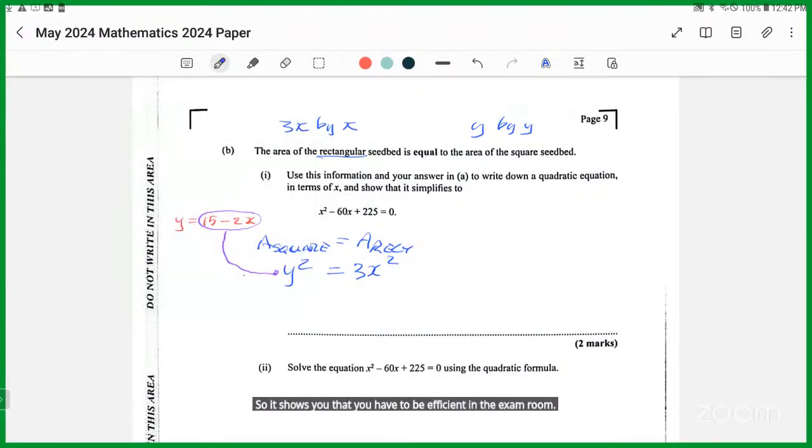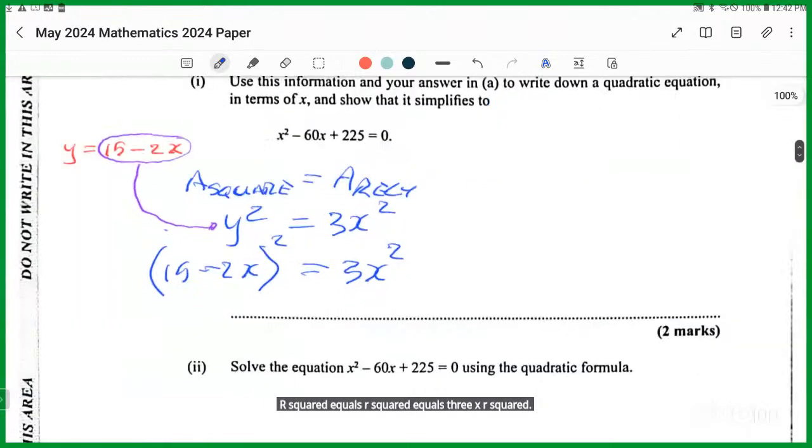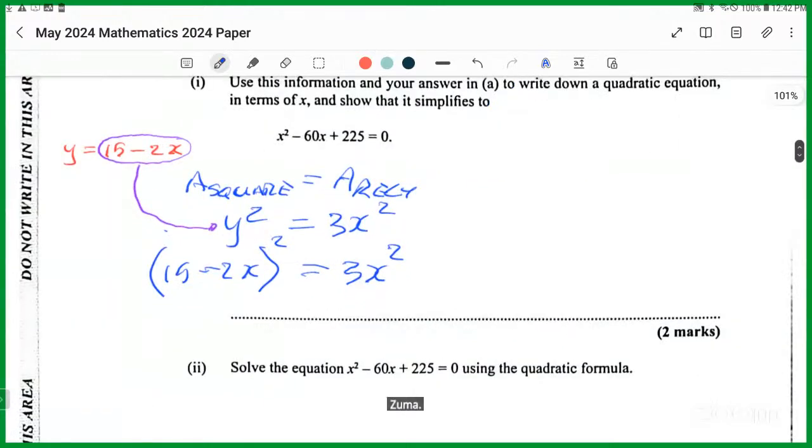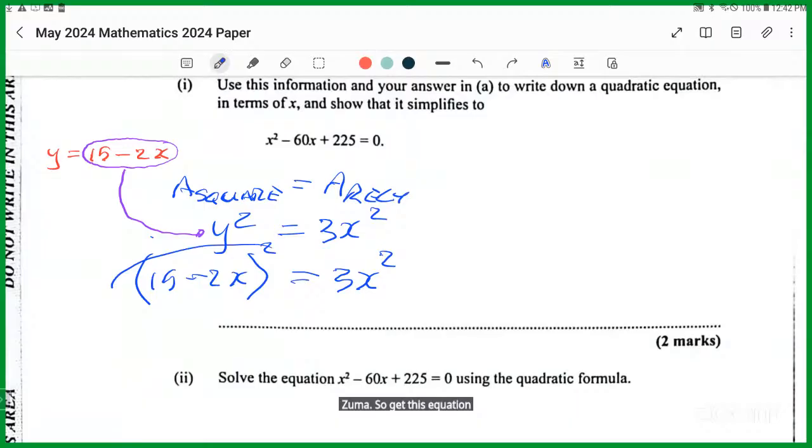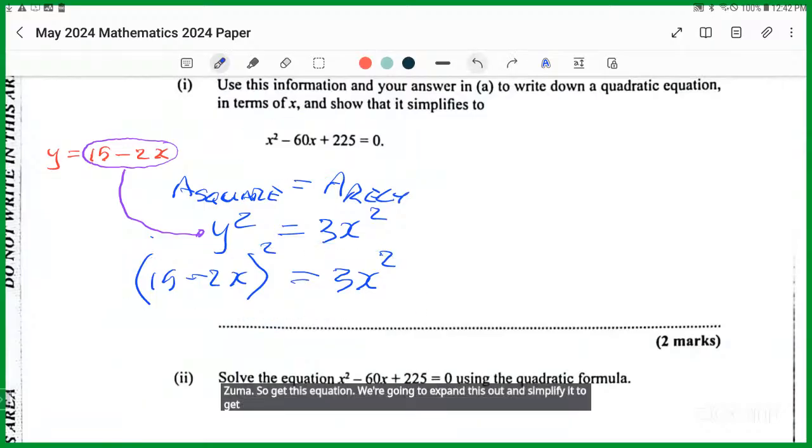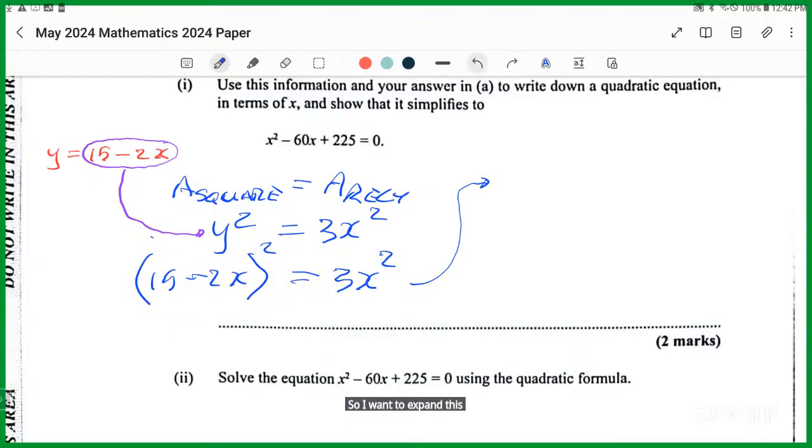So when we substitute for the y, this is going to become 15 minus 2x all squared equals 3x all squared. Let me zoom up. So we get this equation now. We're going to have to expand this out and simplify it to get to this equation. All right, let me continue up here. So when we expand that thing, that's a perfect square.